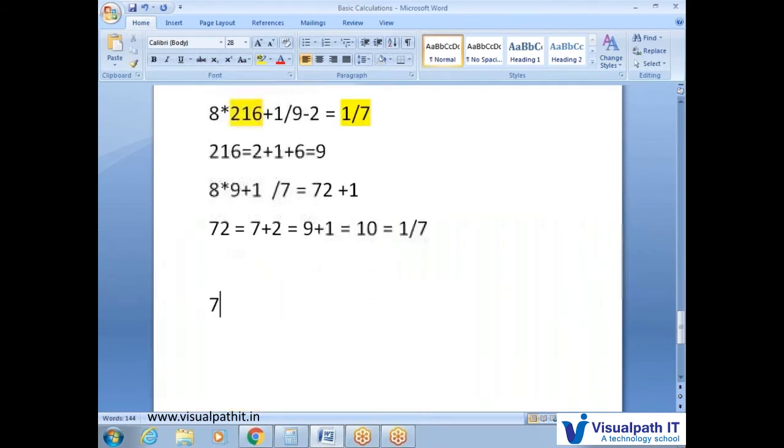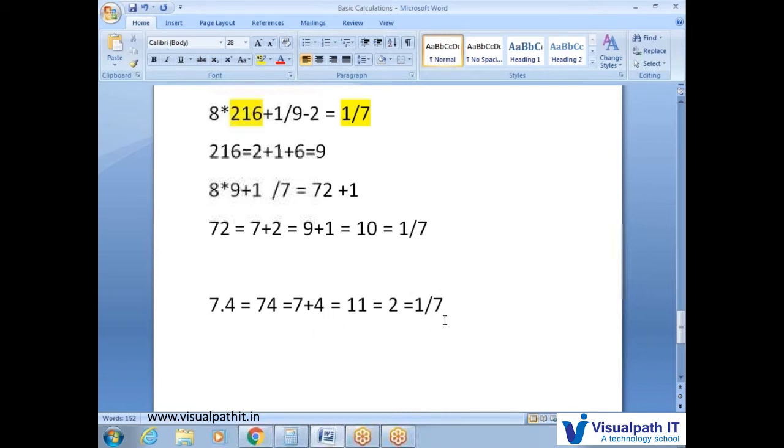What is option A? Option A is 7.4. 7.4 means 74. 74 means a 2 digit number. Converting into a single digit, 7 plus 4 is 11. 11 means 1 plus 1, that is 2. So 2 is equal to 1 by 7?